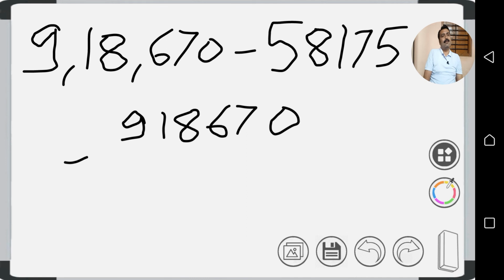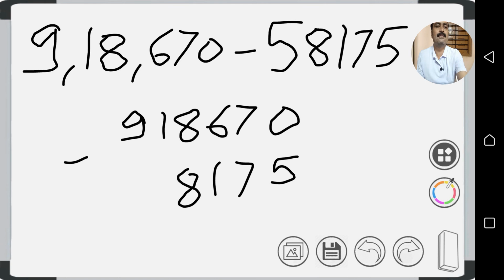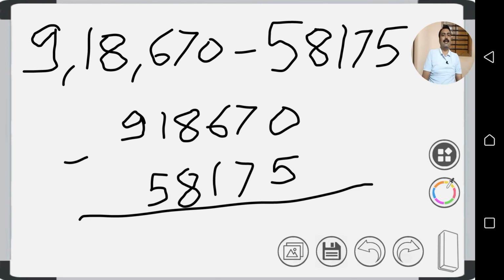In the second number, the ones place has digit 5, so that 5 we arrange below 0 here. Next digit is 7, so 7 we arrange below 7. Thereafter 1 we arrange below 6, 8 we arrange below 8 at the 1000 place, and 5 we arrange below 1 at the 10,000 place. So after making this vertical arrangement, now we are going to start the subtraction from the ones place.